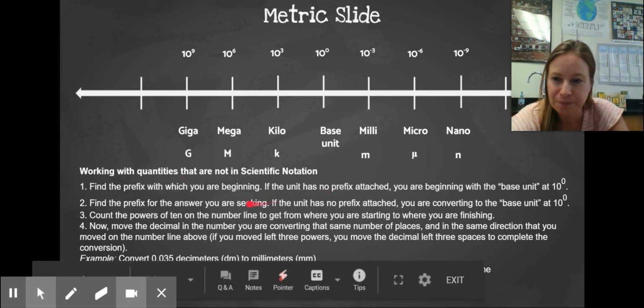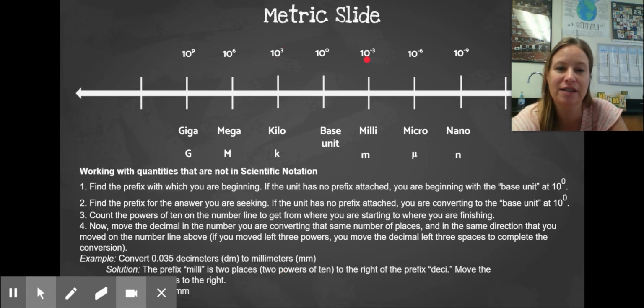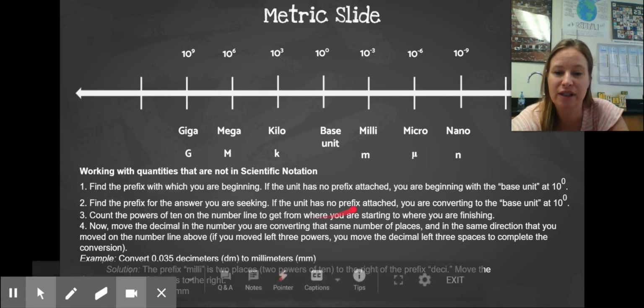Find the prefix for the answer which you are seeking. That was our milli. Number 3, count the powers of 10 on the number line to get from where you start to where you finish. So 10 to the third, 10 to the negative third, that's 6 powers of 10 difference between these two. So that means I'm going to move the decimal 6 places to the right. Okay, I'm going to move it 6 places to the right, by a million.